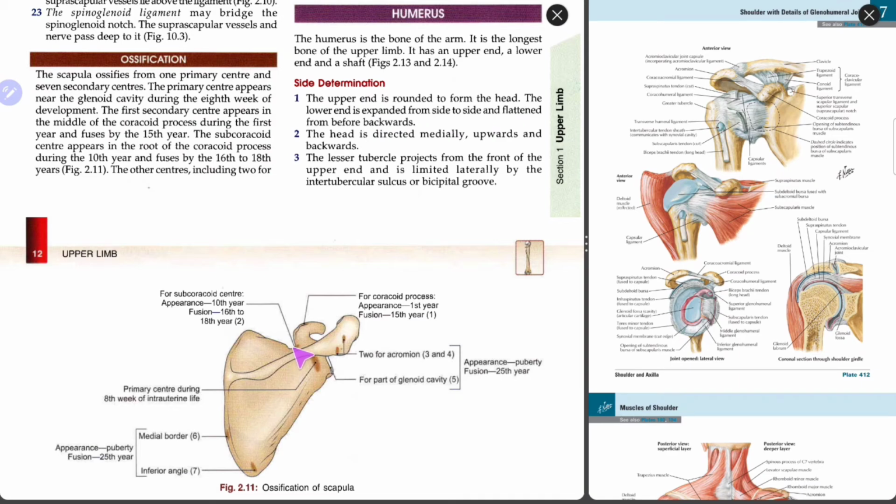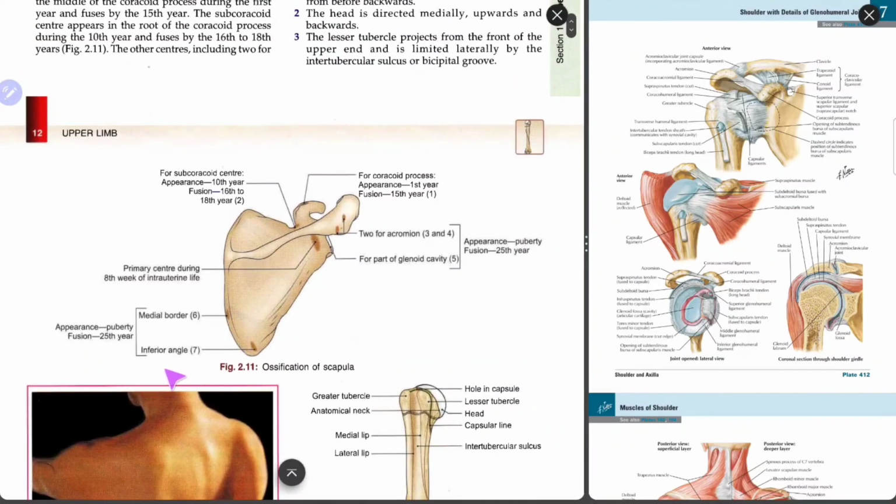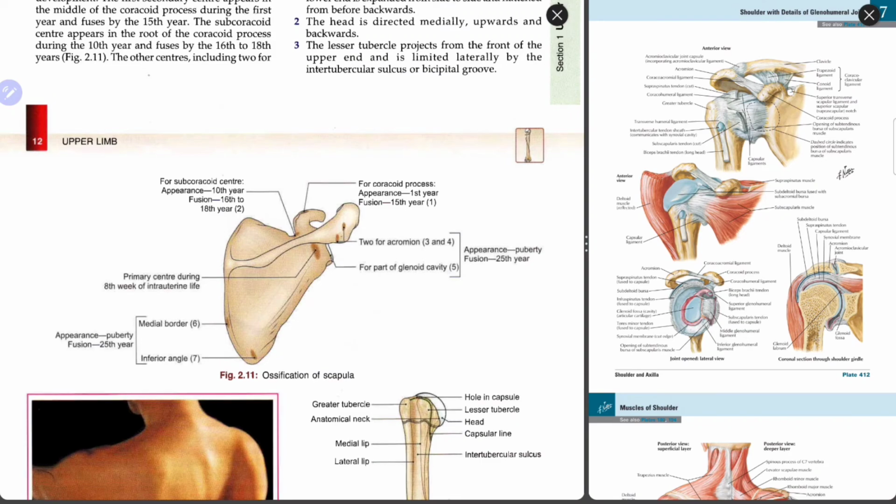16th to 18th year. The other centers include 2 for the acromion process, 1 for the lower 2/3 of the margins of the glenoid cavity, 1 for the medial border, and 1 for the inferior angle. These appear at puberty and fuse by the 25th year.